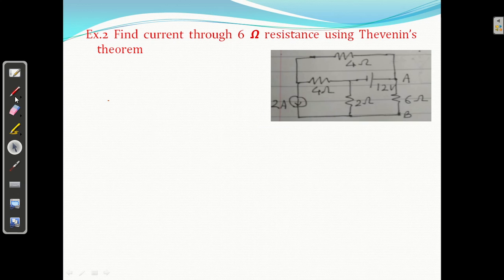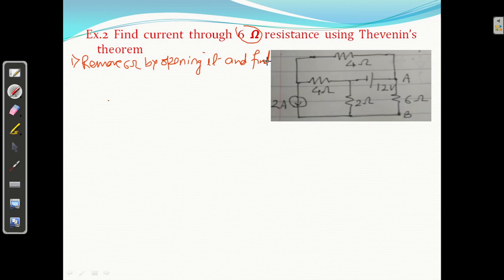Second problem I am going to talk about. Find the current through 6 ohm resistance by using Thevenin's theorem. So what is the first step? Step number 1: remove the 6 ohm by opening it, and find VOC. Just I'm going to draw it.